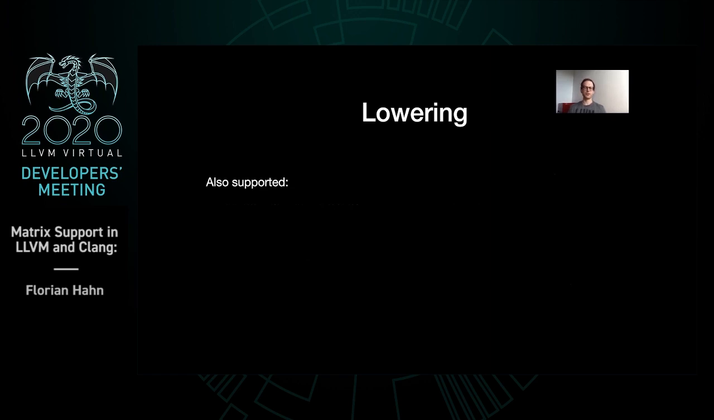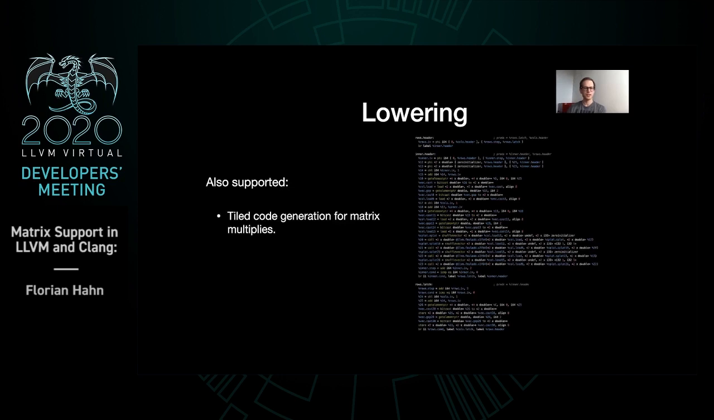Besides this general lowering, there are a few other features that are also supported by this matrix lowering path. First, we also support tiled code generation for matrix multiplies. So instead of effectively unrolling the matrix multiplication completely, we can generate a tiled loop nest that performs the matrix multiply operating on a specified tile size.